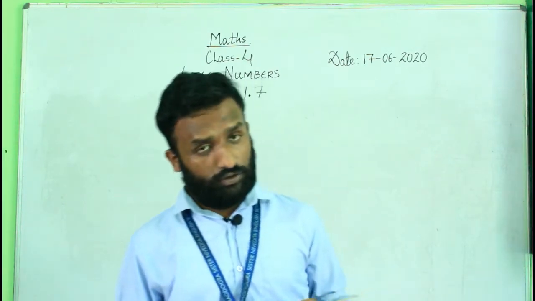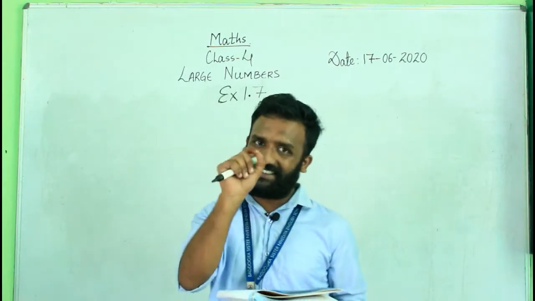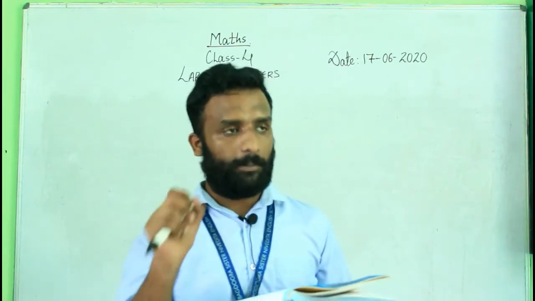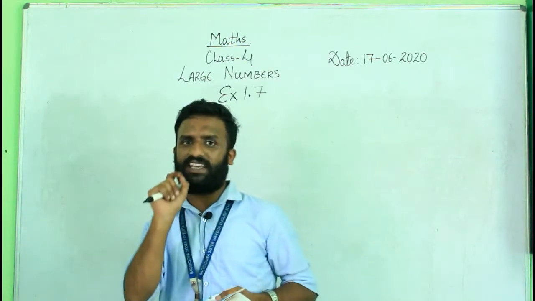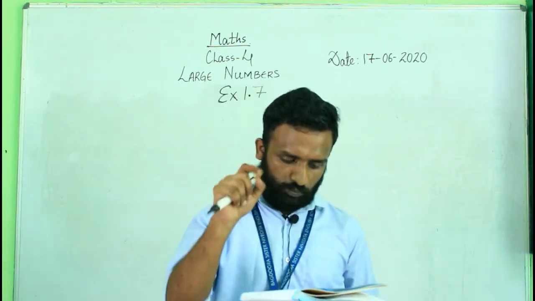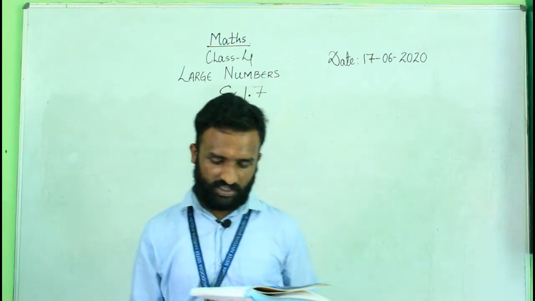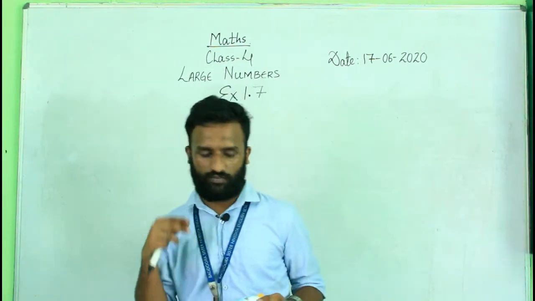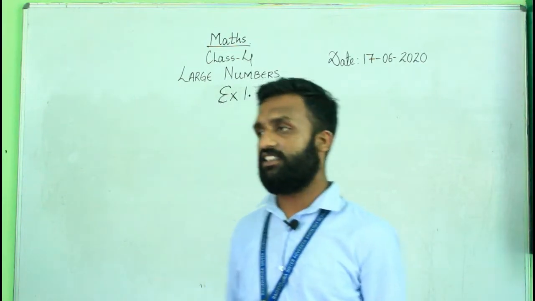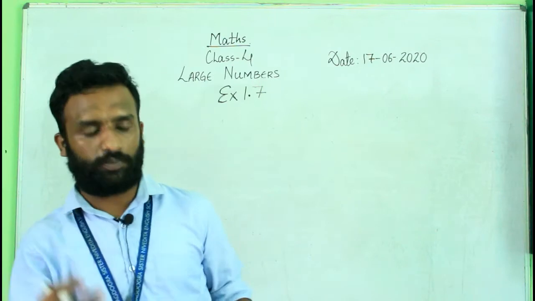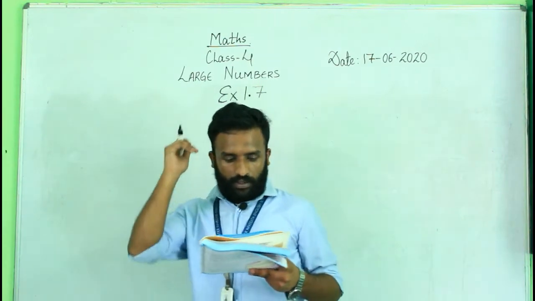The Romans used the English alphabets to place the numbers, corresponding to the Hindu Arabic numbers which we use here. That is, the numbers which we use are Hindu Arabic numbers, and these correspond to Roman numbers.